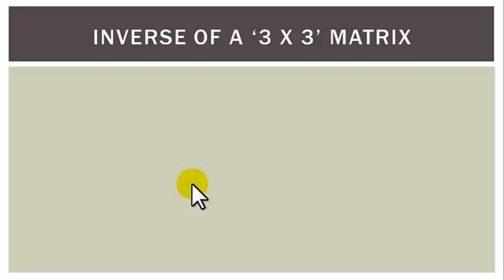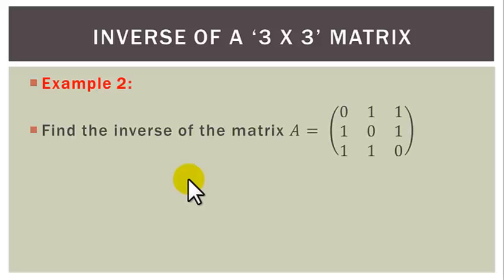Now let us take an example on the inverse of a 3 by 3 matrix. Example 2. Find the inverse of this 3 by 3 matrix A. Solution. Let us obtain the cofactors of every element in A.